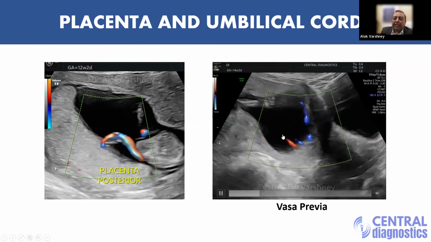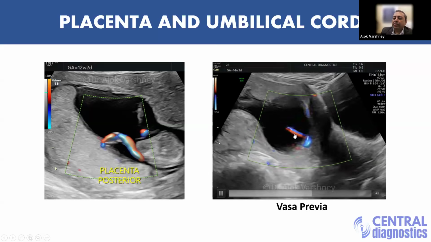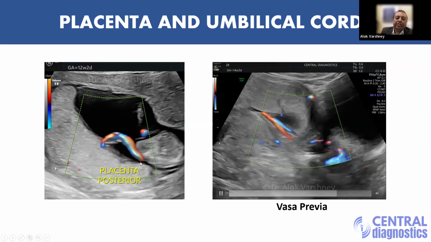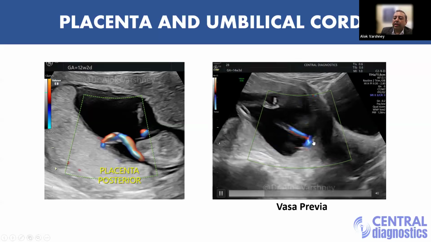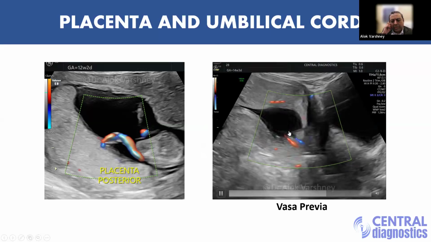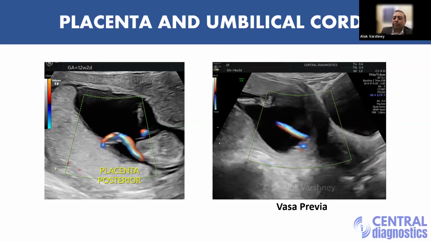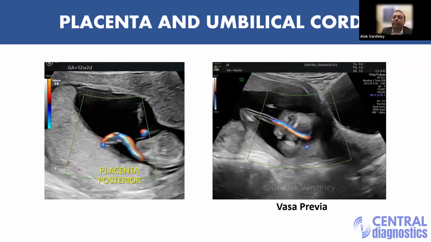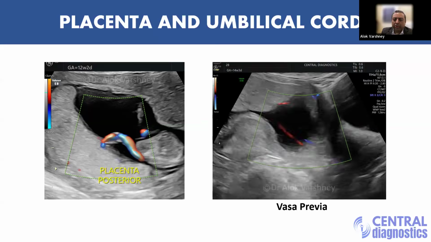Now, something like this, vasa previa, this can be identified in the first trimester quite easily if we are paying attention to where the cord is inserting. So it is a very important diagnosis to make in the first trimester. I think it is easier to make in the first trimester than in the second and the third, because relatively the fetus is small and it is quite mobile, so we can trace the umbilical cord very easily.